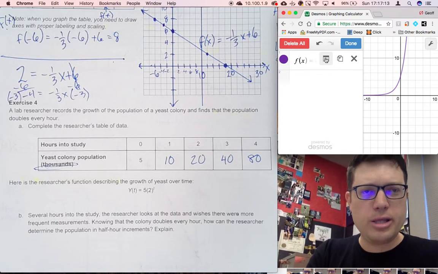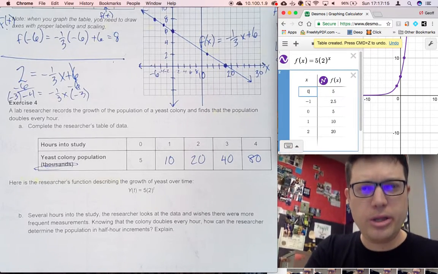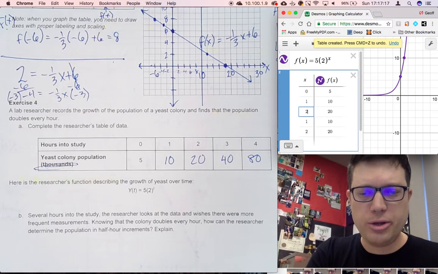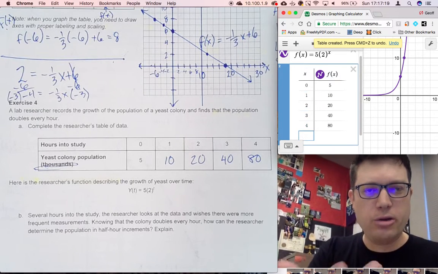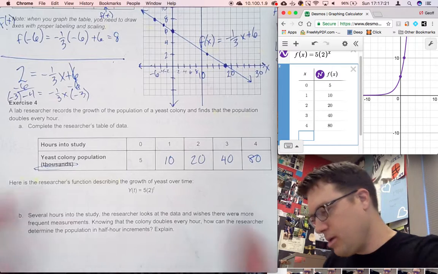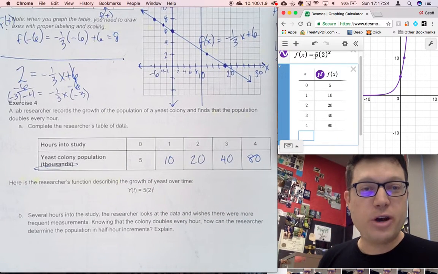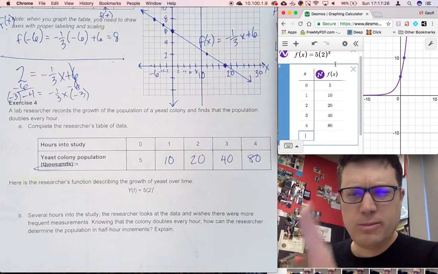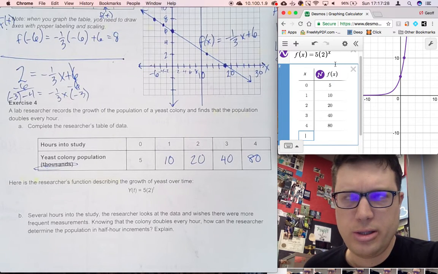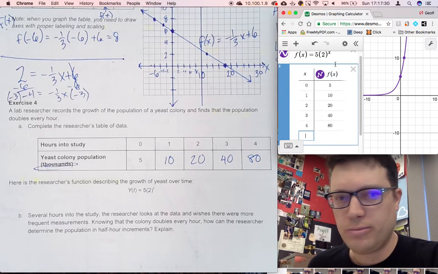If I click the table, I don't need that. That's 5. 1, 2, 3, 4. Yeah, there you go. My table from Desmos matches my table that I just calculated. So this function, 5 times 2 to the x, that works. Some of you were stuck on that question on the quiz that we took, and I'm telling you, like, plug it in.